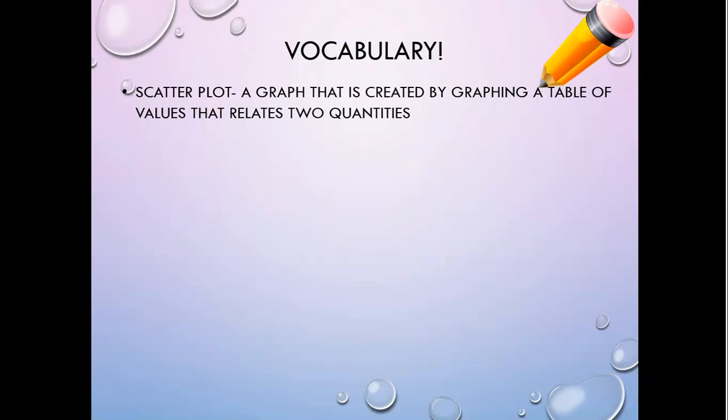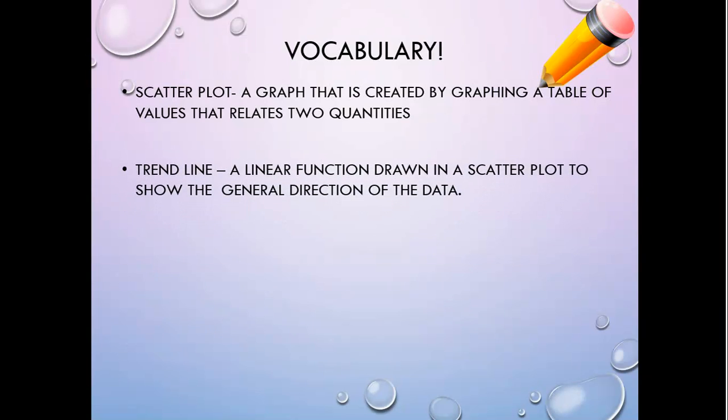The first thing you need to know about is a scatter plot. A scatter plot is basically a graph that's created by graphing a table of values that relates two quantities. So basically, it's a bunch of dots made from a table you have. A trend line is a linear function drawn in a scatter plot to show the general direction of the data. So basically to show if the data looks like it's mostly going up or going down.